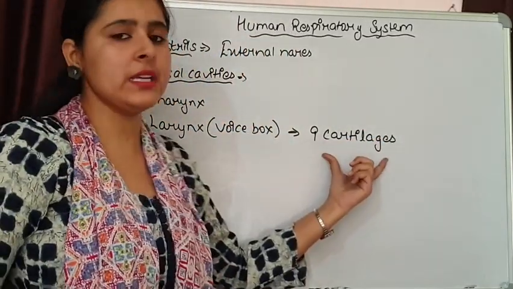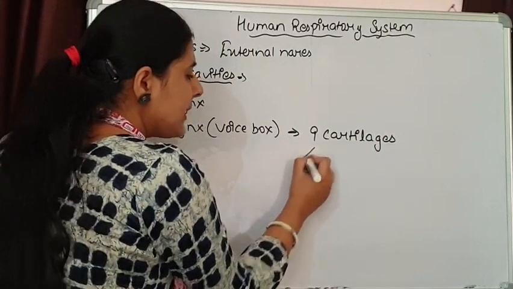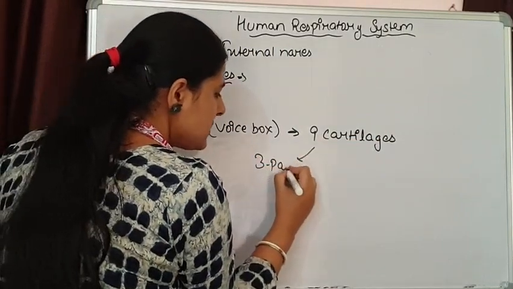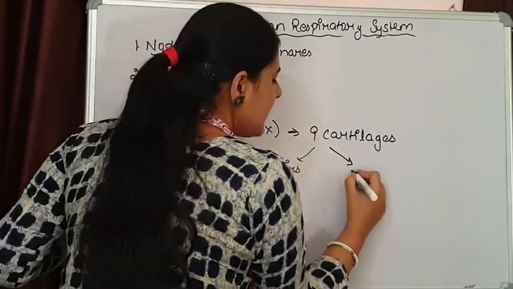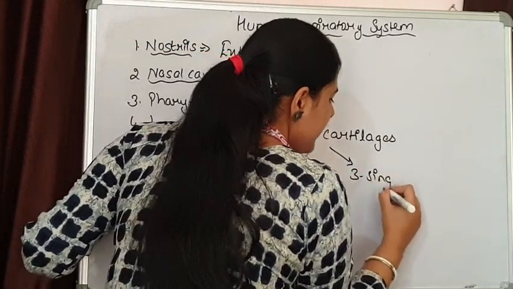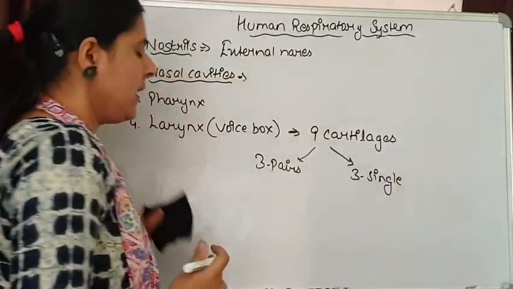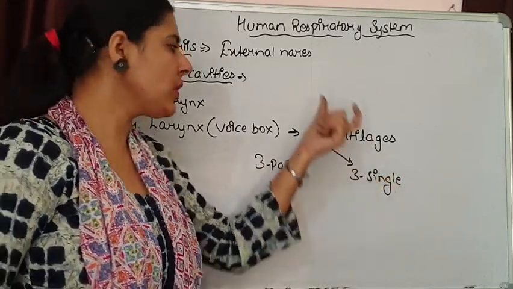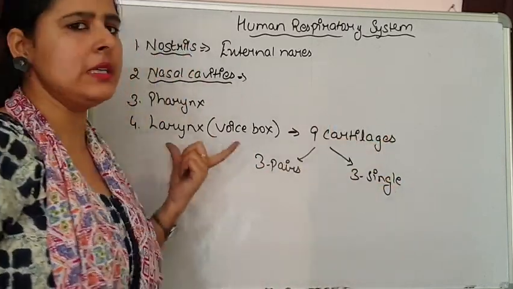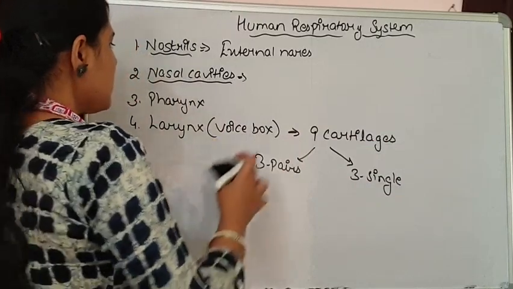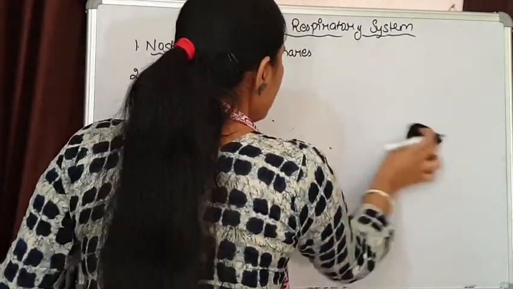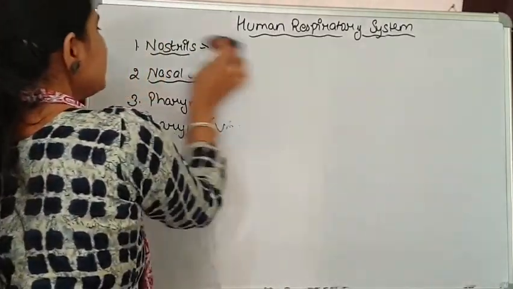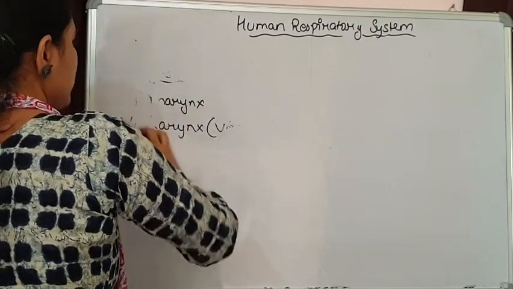Out of these 9 cartilages, 3 cartilages are present in pairs and 3 cartilages are present singly. So total 6 will be here and 3 will be here. Total 9 cartilages are present in the larynx. So let's discuss which types of cartilage are present in the larynx and how they are arranged.